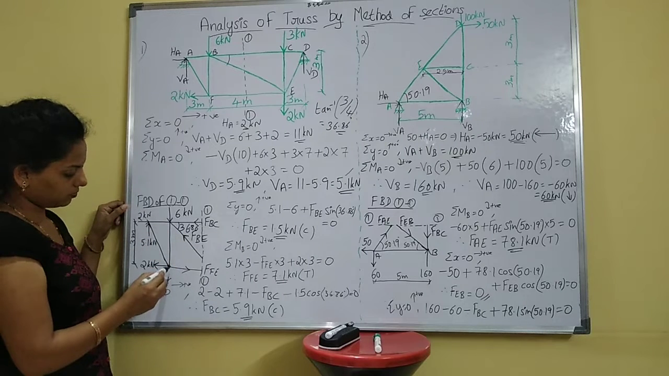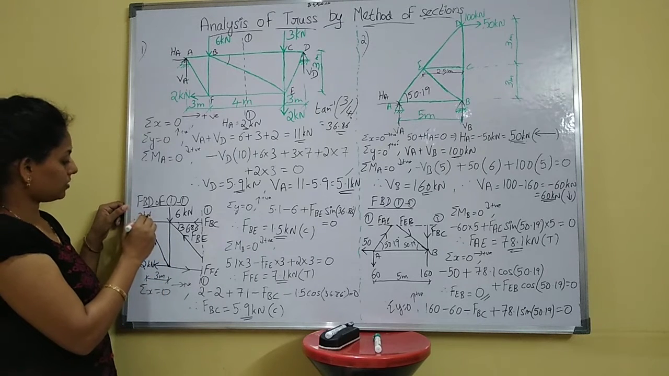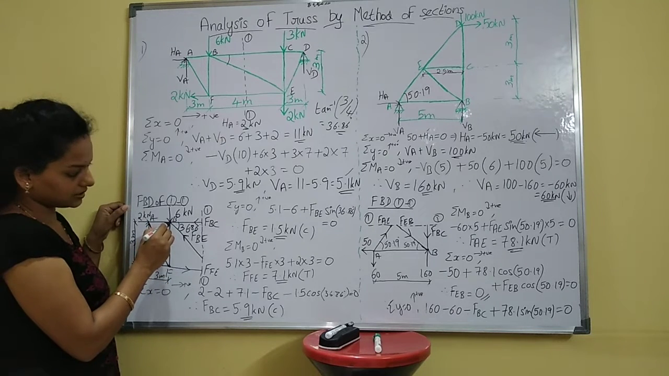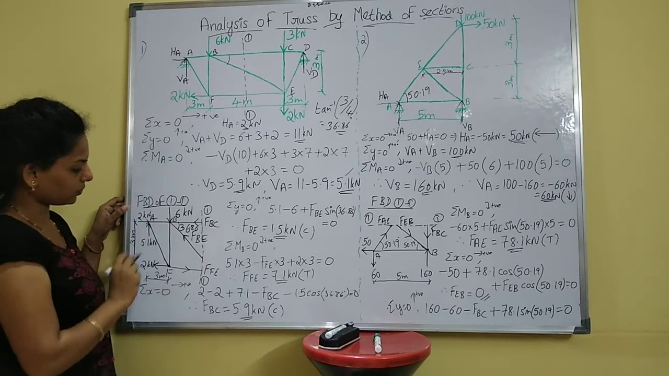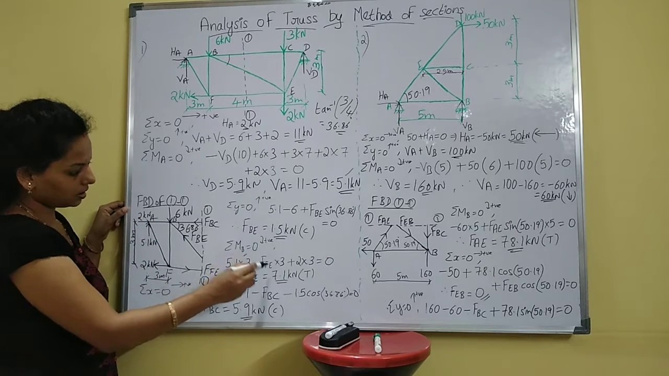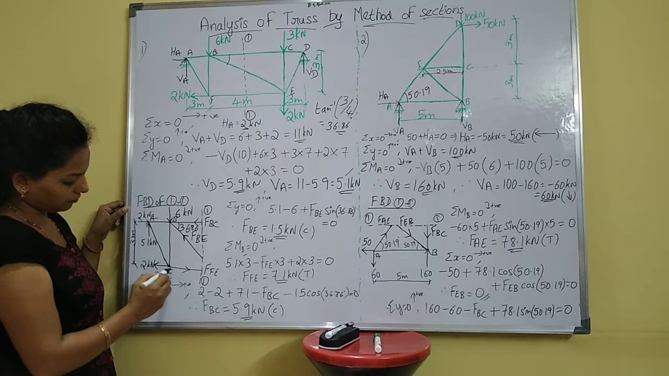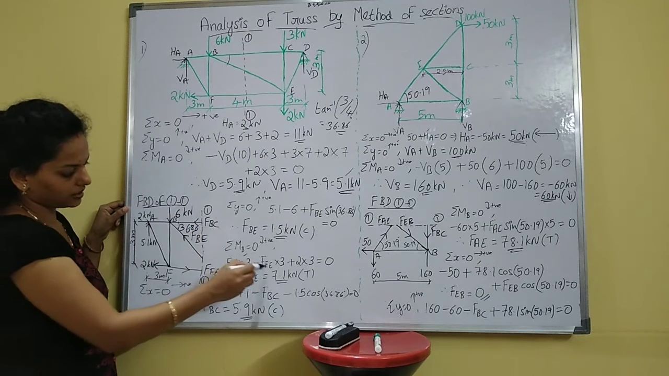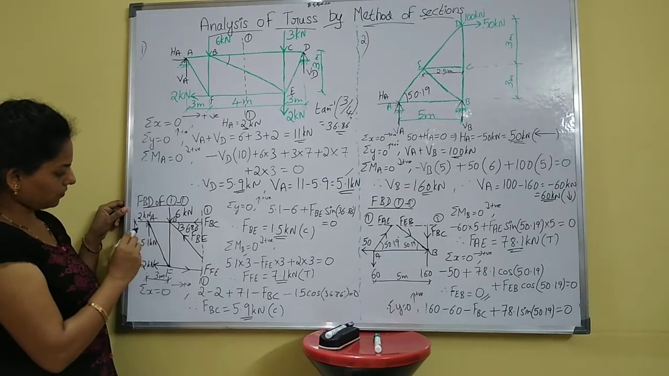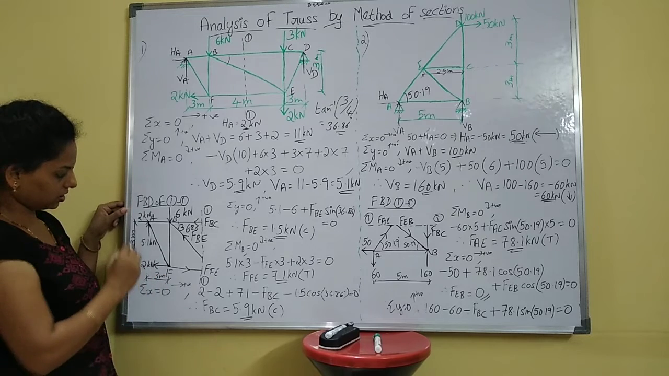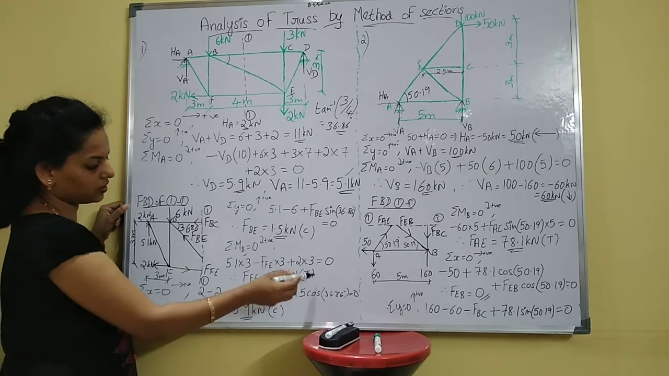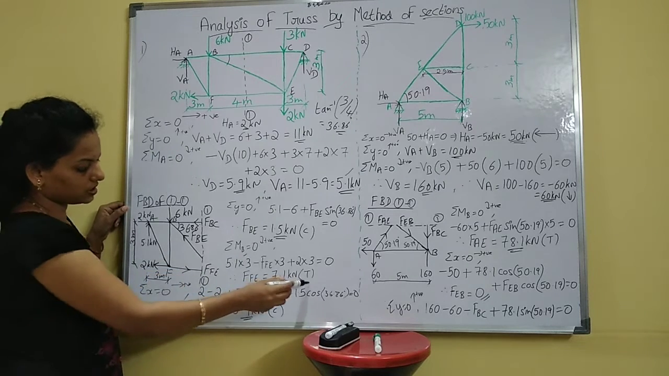Next, consider moment at joint B, at this joint. Moment at this joint equal to 0, clockwise is positive. See here you have this 5.1 into this distance, which is 3. Okay, next you have this FFE, it is anti-clockwise, so minus FFE into vertical distance, that is 3. Then you have another 2 kilonewton force, that is 2 into 3 equal to 0. You have FFE is equal to 7.5 kilonewton. This is away from the joint, so it is tension T.